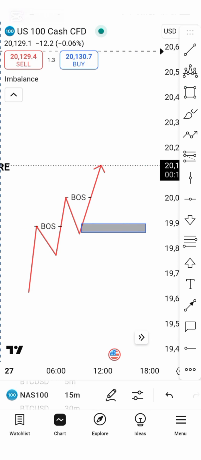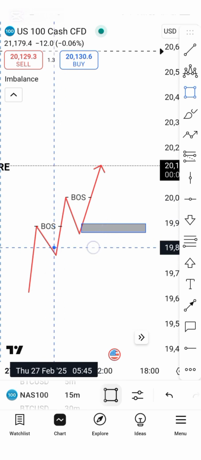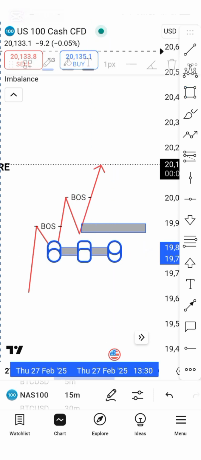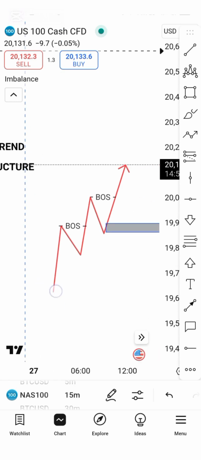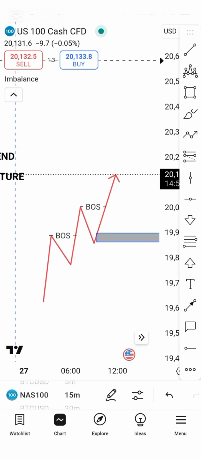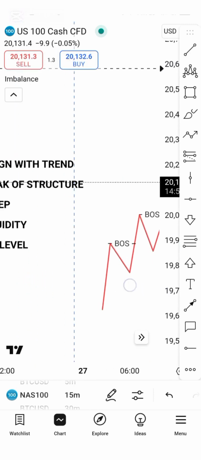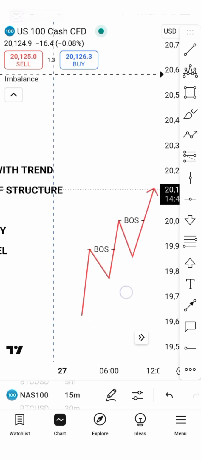But it isn't safe to see only one break of structure and just pick your order block here with the intention of going up. That is not a strong validation for an order block. Another thing to look out for, after you have confirmed the trend and seen that your order block is aligned with the trend, is to make sure that the order block has a break of structure.